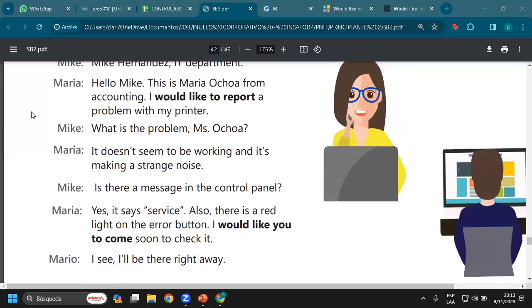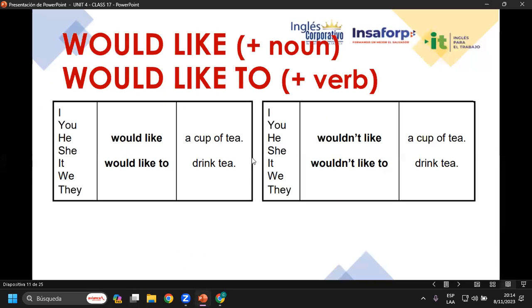¿Cuáles oraciones tenemos con would like to? I would like to report a problem. Look. I would like you to come. Good. So, veamos cuál es la estructura que necesitamos seguir para usar would like to.